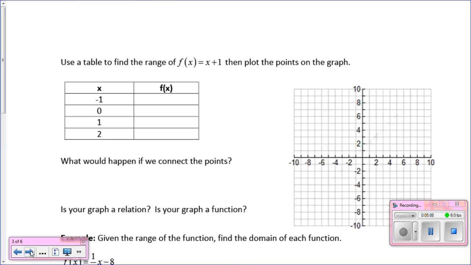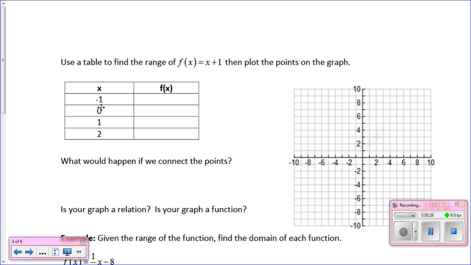So, next one. Use the table to find the range, then plot the points on the graph. So again, we're doing the same thing. I'm not going to make my table, it's already made, so now they're using f of x. F of x, like I said, is the same thing as the y. So that's why it's here.